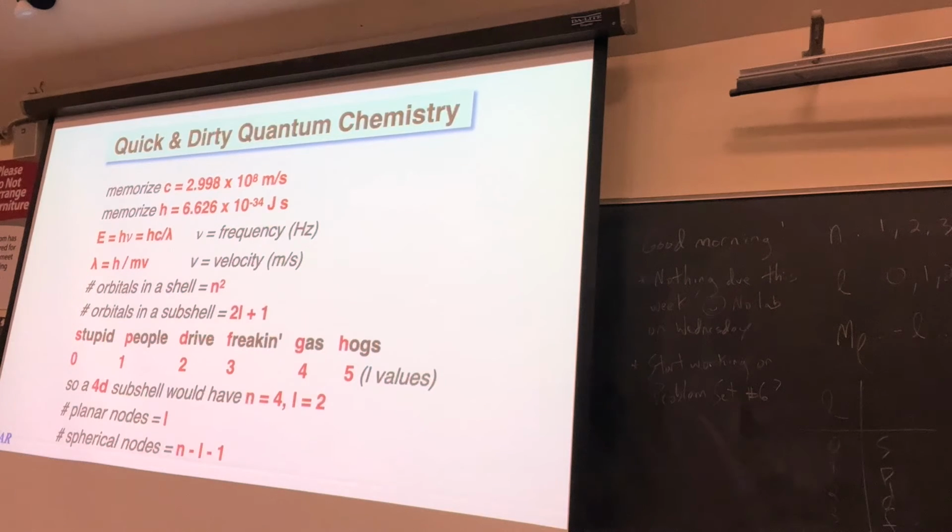The number of orbitals will be something I'll ask you about in problem set 6. Quickly, the number of orbitals in a shell is equal to n squared. So we saw how for n equals 3, there were 3 squared, 9 orbitals. If you have a subshell, if you have an L value, the number of orbitals is 2L plus 1. So for example, when L equals 1, the p subshell, then 2 times 1 plus 1, 3 orbitals are in the p subshell. So these are kind of quick and dirty ways to not have to think as hard about the m sub L values.